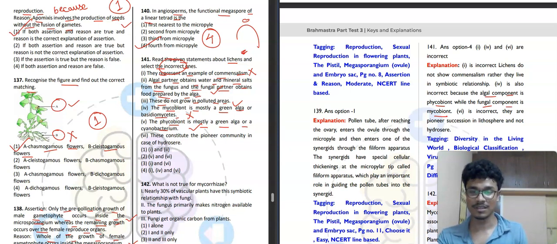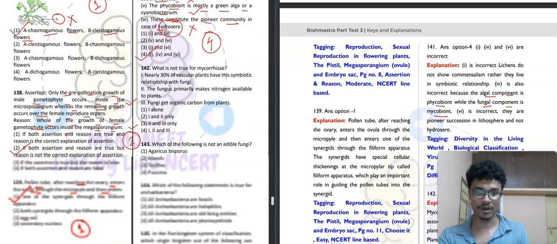Now, lastly it is saying that these constitute the pioneer community in hydrosere. No, these are the pioneer community in lithosere. That's why, what are the incorrect statements? First, fourth, and sixth. So the fourth option will be your correct answer for this question. Now moving towards the next question, 142.